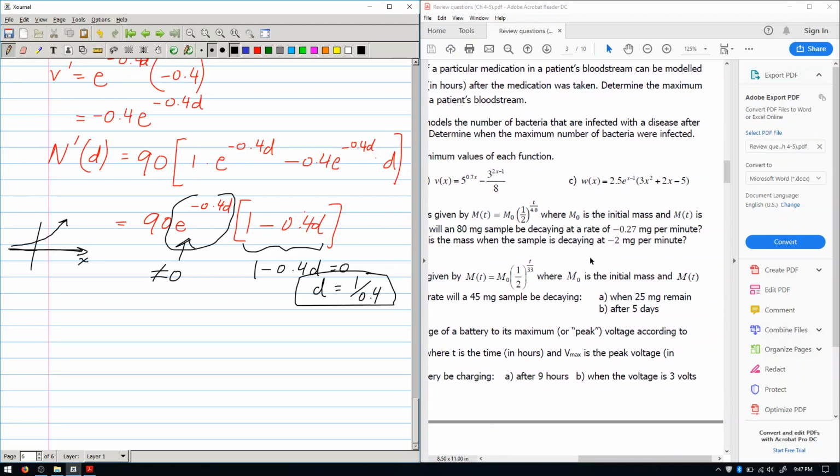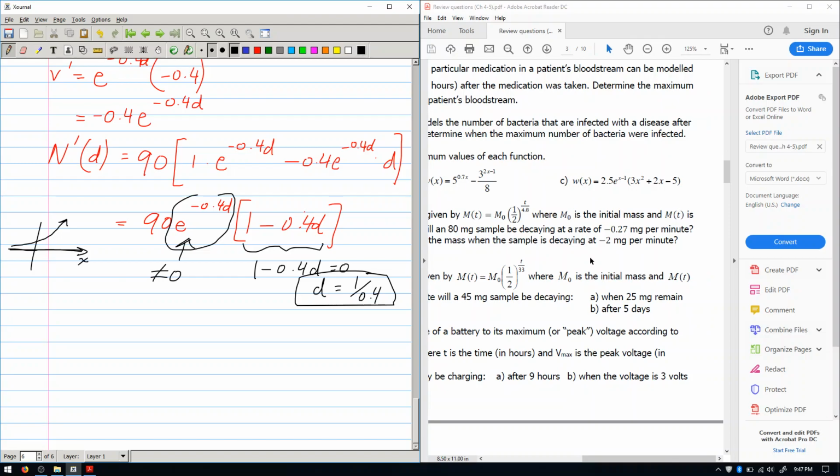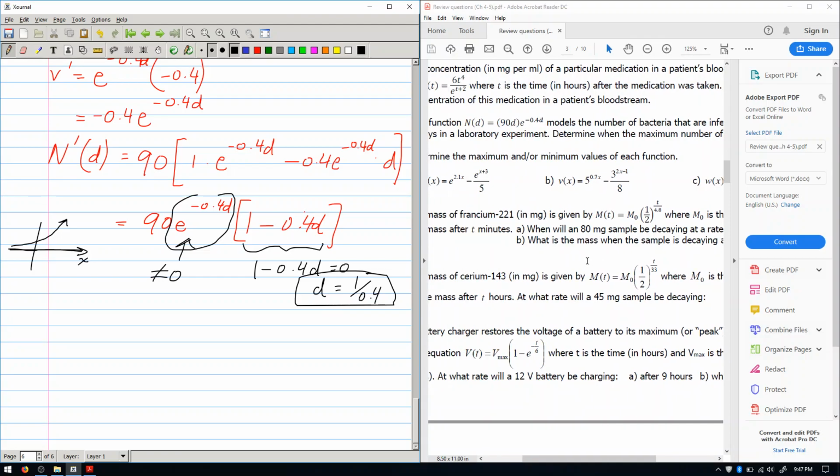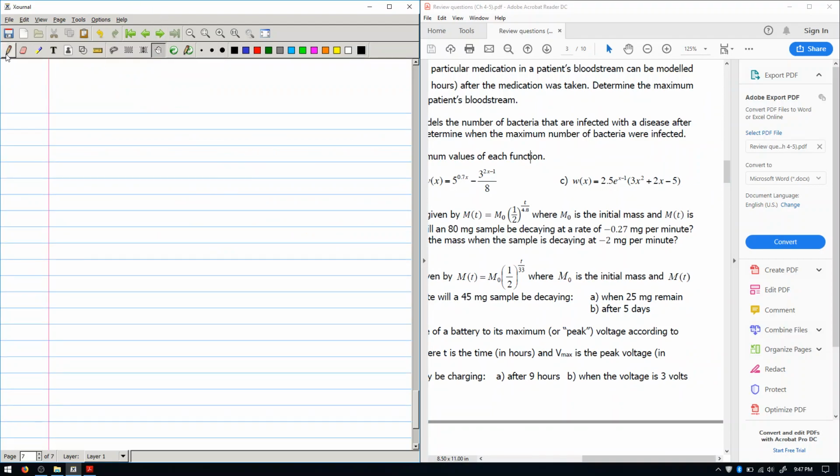Determine the maximum and minimum values of each function. Okay, so what I'm going to do here is part C, because I haven't really done anything like that before. So this is 20 now. So this is 20C. W of x equals 2.5 e to the x minus 1 times 3x squared plus 2x minus 5. So I'm going to call this guy u. I'm going to call that v.